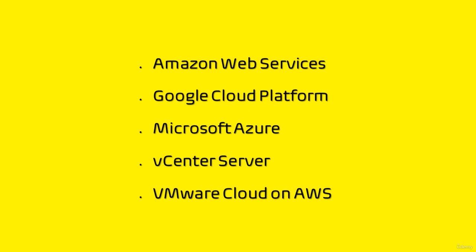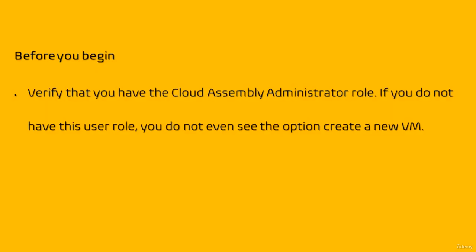So you can create a virtual machine for any of these cloud service providers: Amazon Web Services, Google Cloud Platform, Microsoft Azure, vCenter Server, VMware Cloud on AWS. Now, the Google Cloud Platform is the example in this video. Before you begin, just verify that you have the Cloud Assembly Administrator role. If you do not have this user role, you will not even see the option to create a new VM.